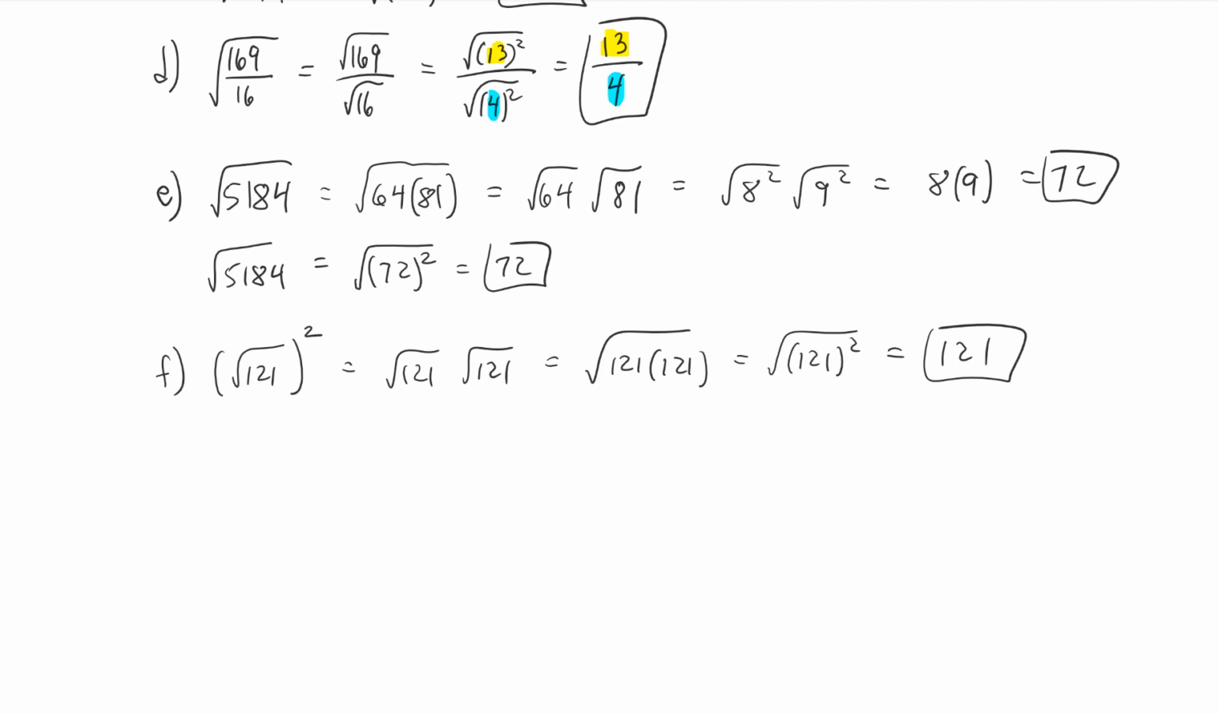It turns out that if I just square a square root, all I get for my answer is the number that was under that square root sign. So if I had the principal square root of 17 and I squared it, that should just be 17. When you square a square root, it just gives you back the number under the square root sign.